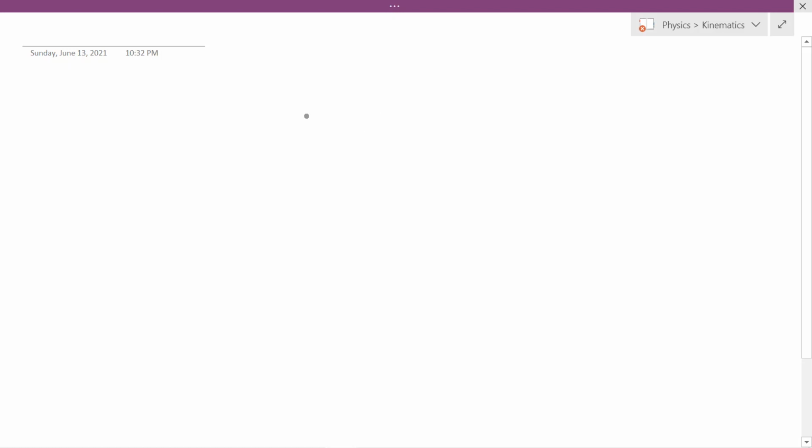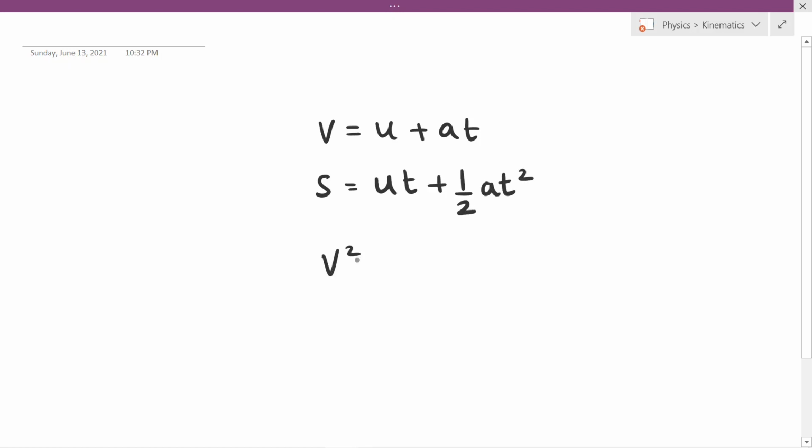We already know these three equations of kinematics, that is V is equal to U plus AT, S is equal to UT plus half AT square, and V square is equal to U square plus 2AS. Based upon these three equations, we have done numerous calculations in our previous video session. Those problems were very easy because you only had to substitute the values.